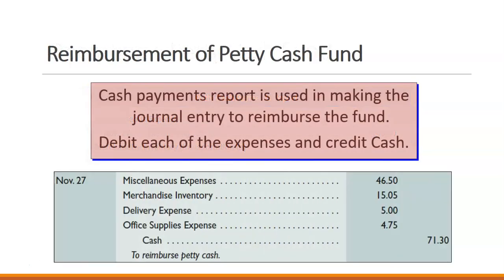So at the end of the month, they would complete a journal entry for that. They would have miscellaneous expenses, merchandise inventory, a delivery expense, and an office supplies expense, and then record cash of $71.30. That $71.30 would be put back into the petty cash account to reimburse for the expenses that were taken out during the month of November.